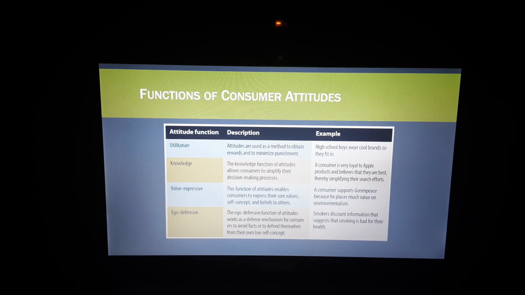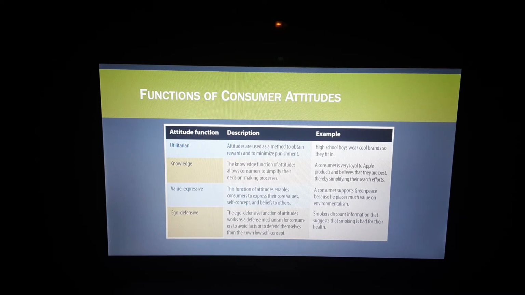Utilitarian attitudes are used as a method to obtain rewards and to minimize punishment. So high school boys wear a cool brand so they fit in. That's utilitarian. The knowledge function of attitudes allows consumers to simplify their decision-making process. If someone is very loyal to Apple, they believe that they're the best, so they won't look anymore. The value expressive function of attitudes enables consumers to express their core values, self-concept, and beliefs to others. So a consumer supports Greenpeace because he places much value on environmentalism.